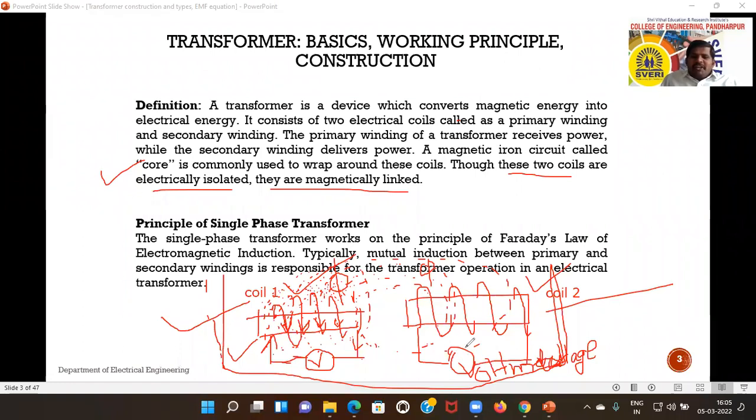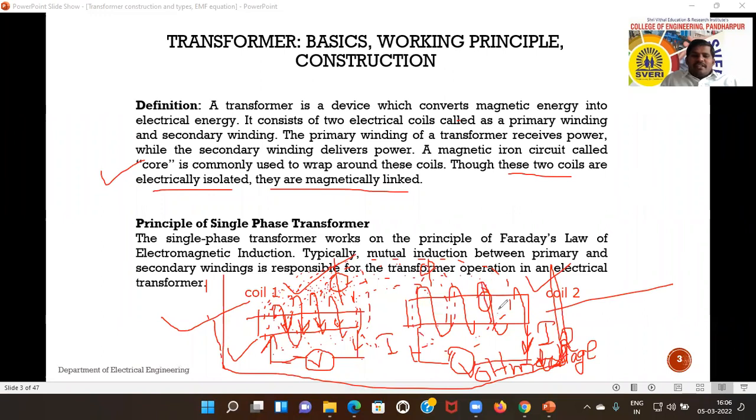Now when some EMF is induced, if the secondary circuit is closed, then some current will start flowing from the secondary coil. Suppose the primary current is I1 and the secondary current is I2. If current starts flowing from the secondary coil, again due to that current some flux will be induced.